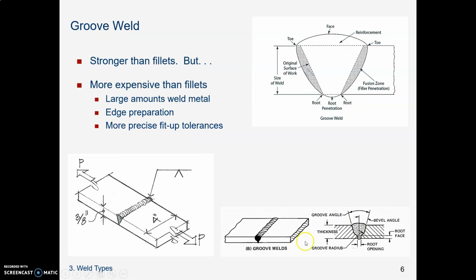A groove weld, as we mentioned, has two pieces of metal butted together, and it's called a groove weld because usually there's some kind of preparation of the edge, machining off a V, machining off a bevel, gouging out a U shape, that makes a groove, and then that groove gets filled with weld material. So this is a stronger weld, but it's also more expensive, and it involves more labor doing the preparation of the groove surfaces.